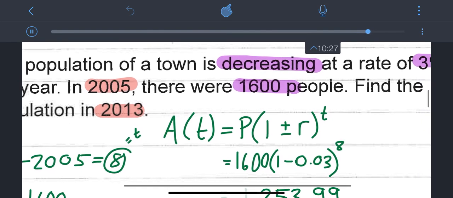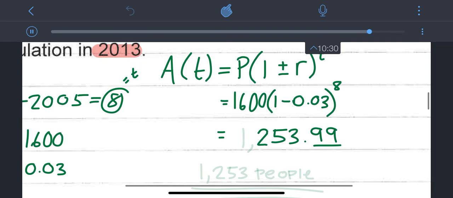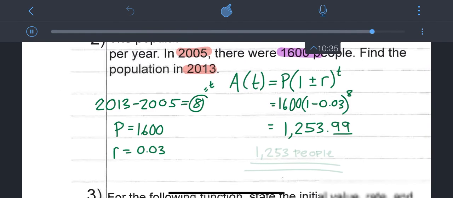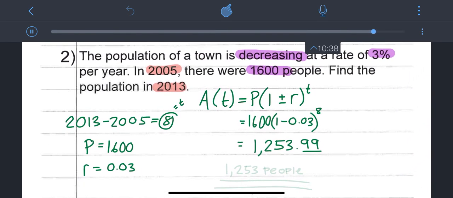Okay, so when you put this directly into your calculator, exactly how you see it, you're going to get 1,253.99. Well, we were really tempted to round this up because of the 0.99, but you can't really make a fraction of a person. We're talking about population, we're talking about people, so we're actually going to have to round this down. So the population is going to be 1,253 people after those 8 years passed.